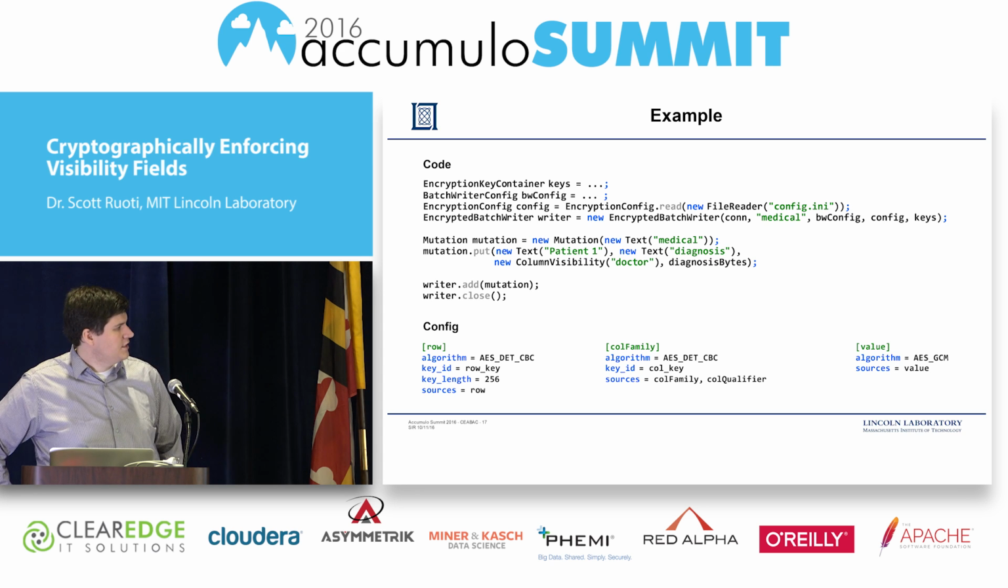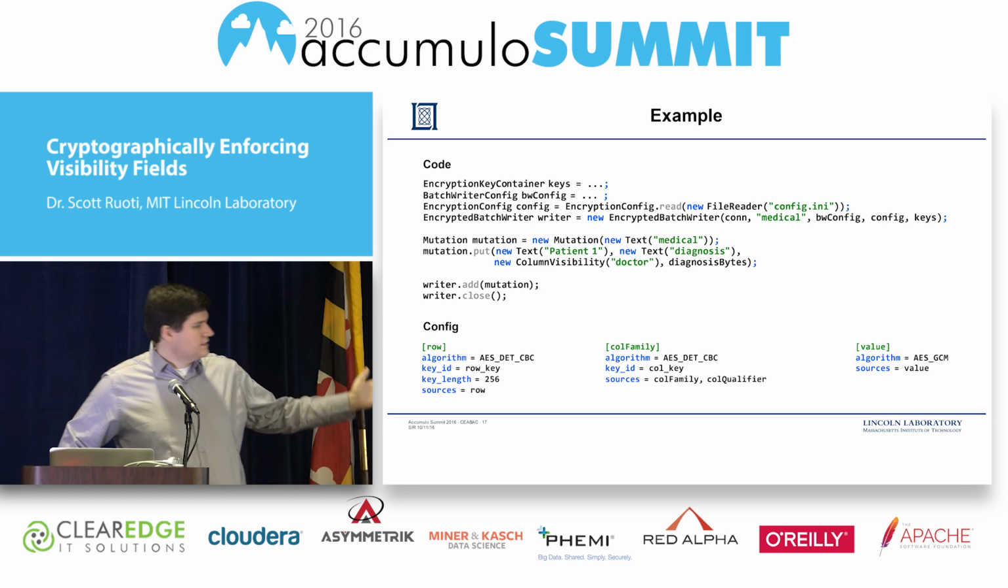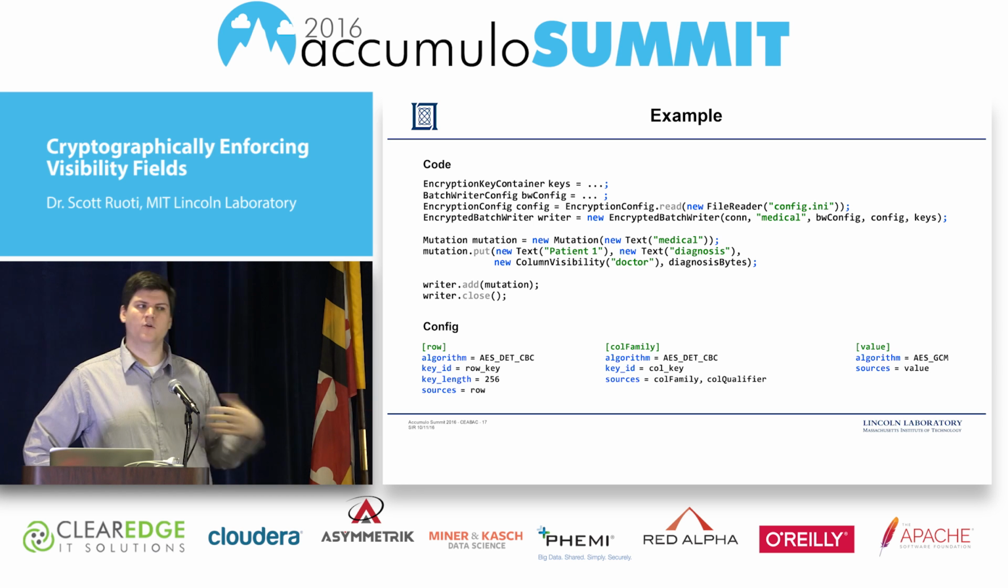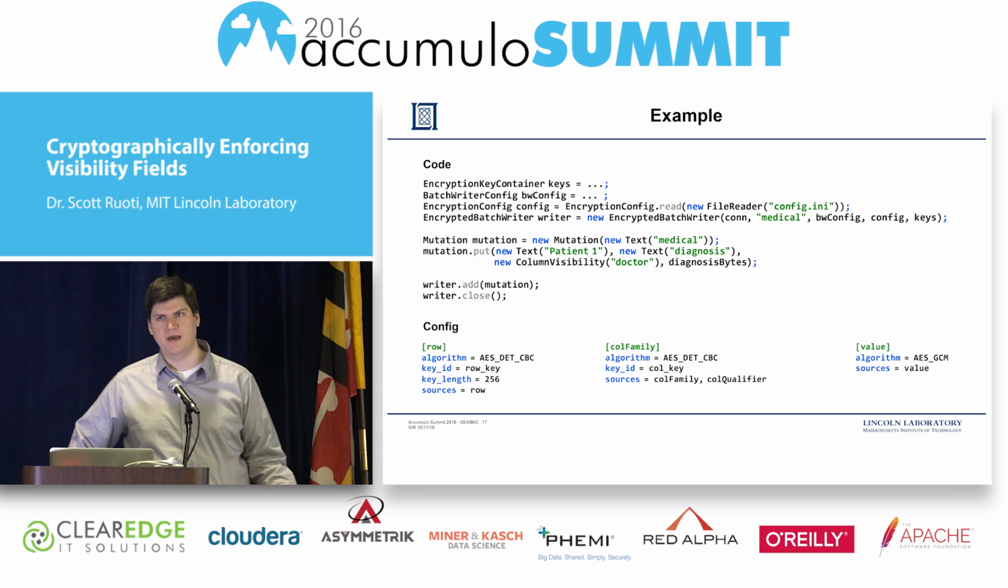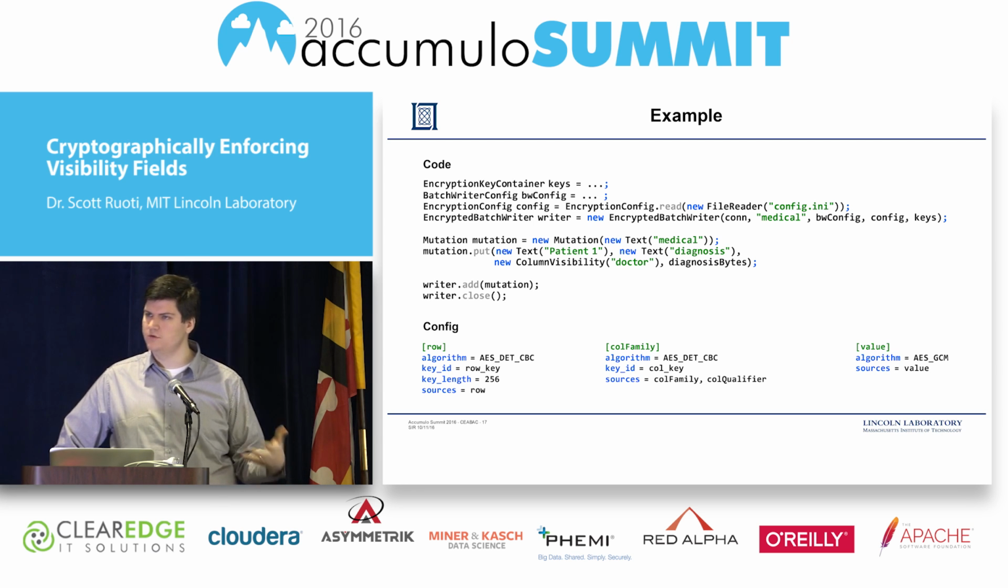And then we call encrypted batch writer equals new encrypted batch writer. We give it the connection, the table we want to talk to, the batch writer config, and now the new parts are our encryption config as well as the keys needed for encryption. But then you can see it works just like a normal batch writer. You create a mutation, you add the mutation to the batch writer, and it writes it out to the server. So very much like what you're used to, you drop in this new class and it just works.